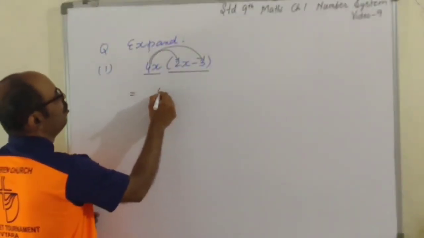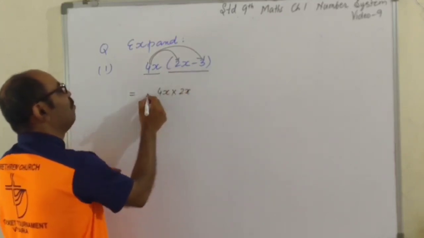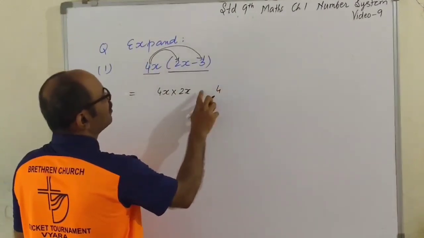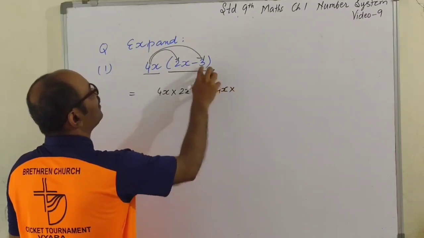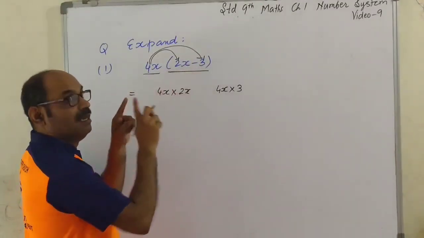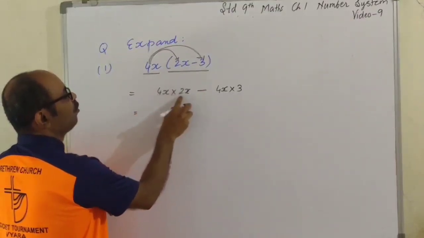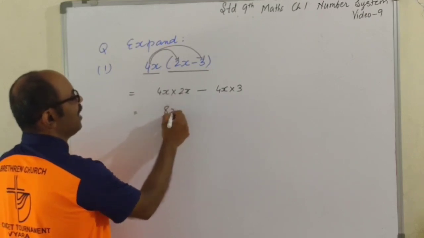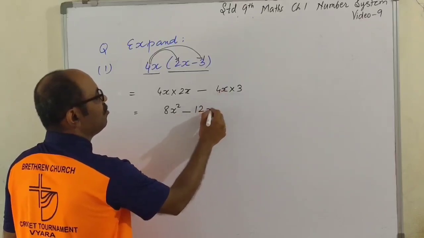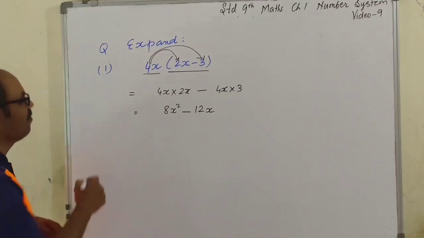So this is equal to 4x into 2x plus, same sign, so plus, which is not required to be written. Chaliye. Next, leave space for the sign. 4x multiplied by 3. Now see the sign, plus, minus, different signs. So this result will be minus. 4 2s are 8, x into x, x square. This is monomial into monomial. 4 3s are 12 into x. So 8x square minus 12x is the expansion. Clear? Second.